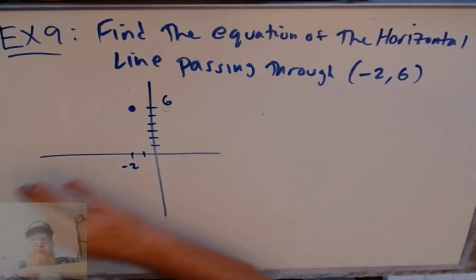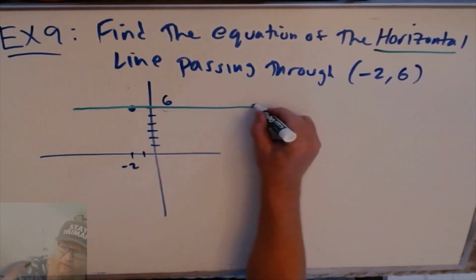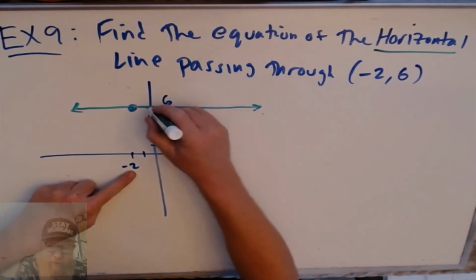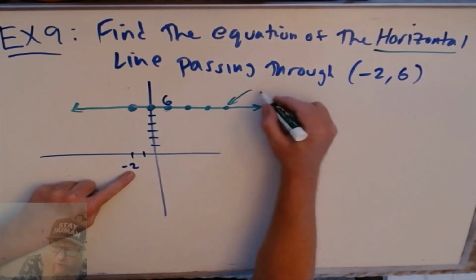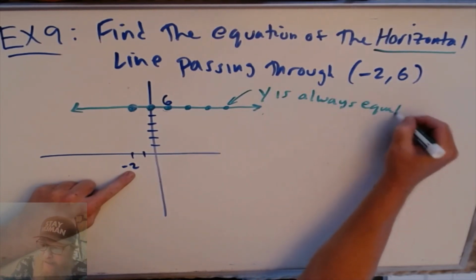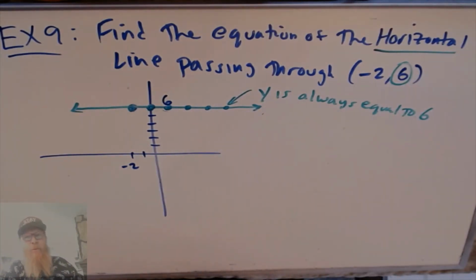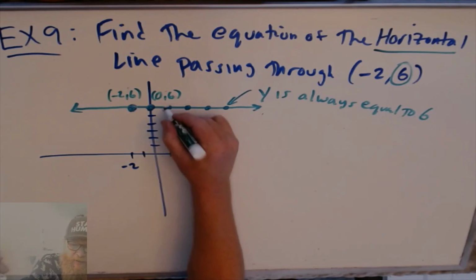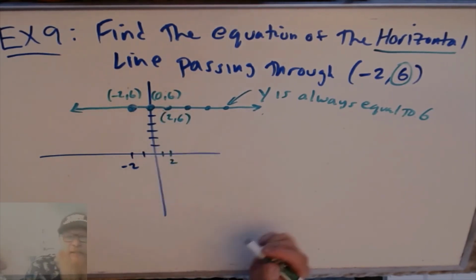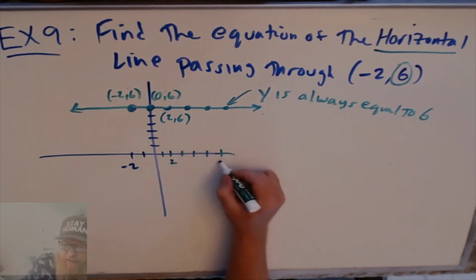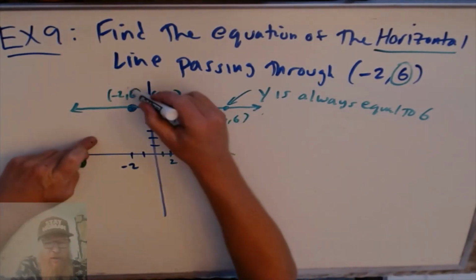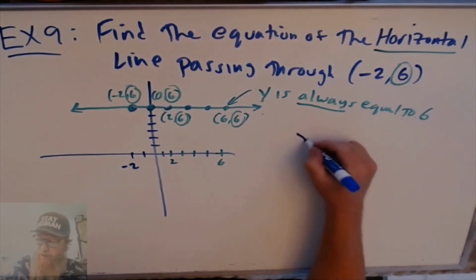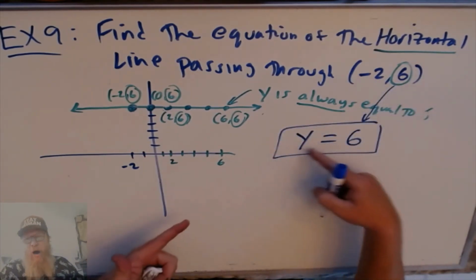Remember, horizontal line comes from the word horizon, so it goes like this. So you have -2 and 6. And so every point on this line, y is always equal to 6. This point is -2, 6. This point here is 0, 6. This point here would be 2 and 6. This point here would be 6 and 6. But notice in all of these points, y is always equal to 6. It's a horizontal line, so you just say y equals 6.